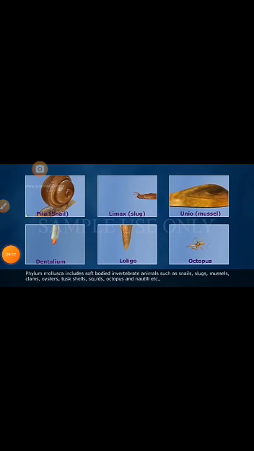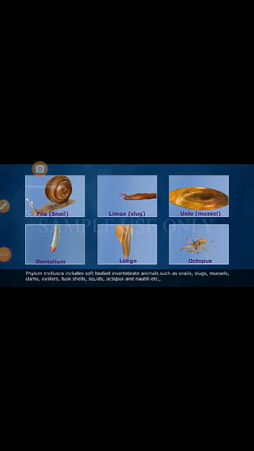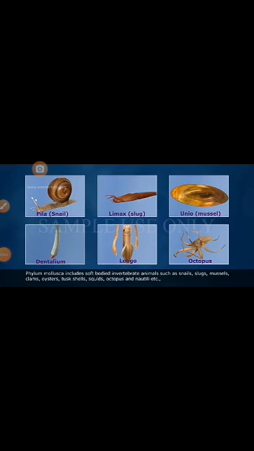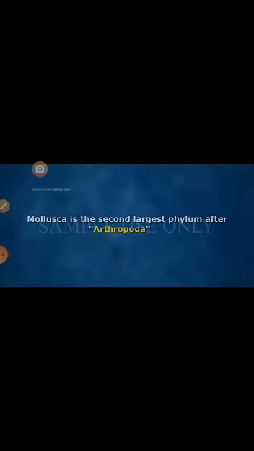Mollusca includes soft-bodied invertebrate animals such as snails, slugs, mussels, clams, oysters, tusk shells, squids, octopods, and nautili, etc. Mollusca is the second largest phylum after Arthropoda. Study of mollusks is called malacology. Study of shells of mollusks is called conchology.